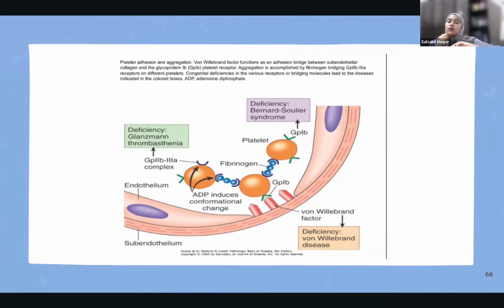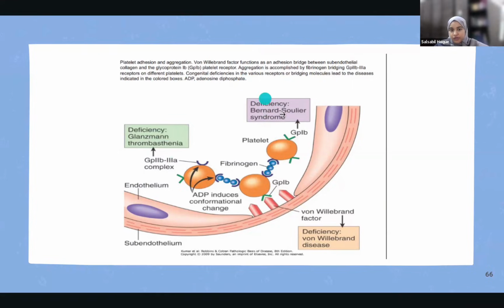So they cause problems in platelet function. So what are the two main diseases? We have Bernard-Soulier syndrome, which is a deficiency in GP1b. And we also have a problem in GP2b/3a, which is in Glanzmann thrombasthenia. This causes problems in platelet adhesion, okay? Platelet adhesion, and this causes problems in platelet aggregation with other platelets, okay?